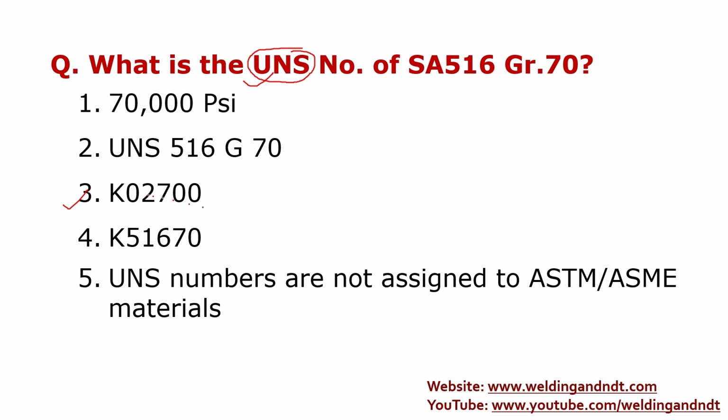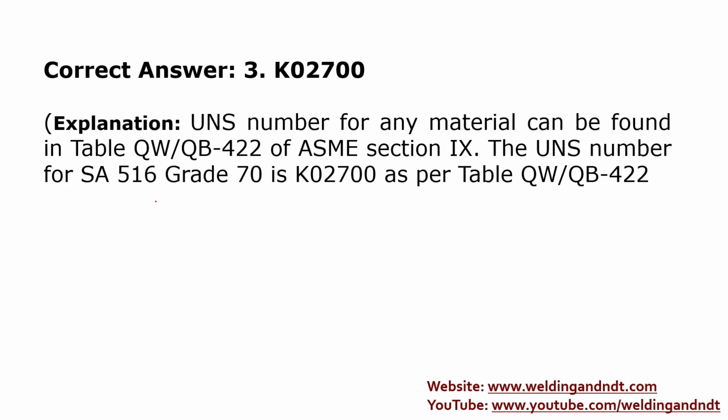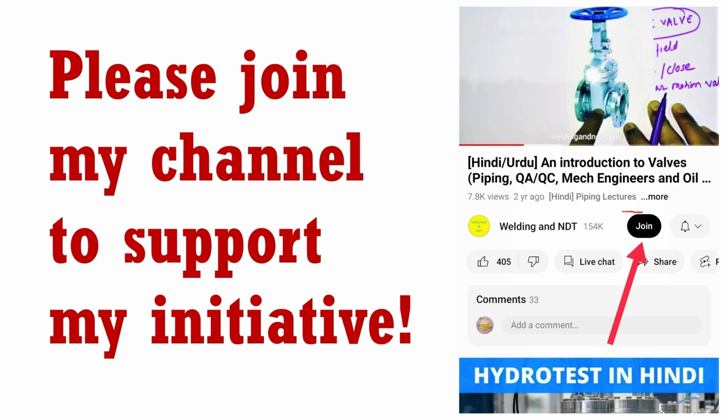K02700. In a UNS number, the first character is a letter, followed by 5 digits. So here you can see the first one is K, that is a letter, followed by 02700. This is 5 digits. So this is how a UNS number is given, and you can find the UNS number of any steel in table QW/QB-422 of ASME Section 9. So in ASME Section 9 it is given in table QW/QB-422, and for SA 516 grade 70 it is K02700.